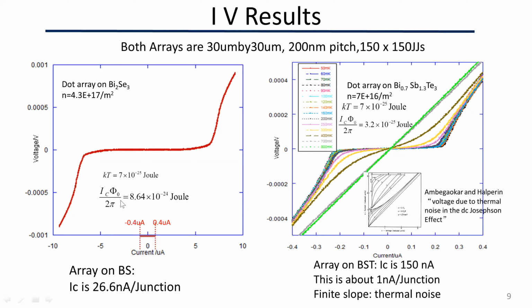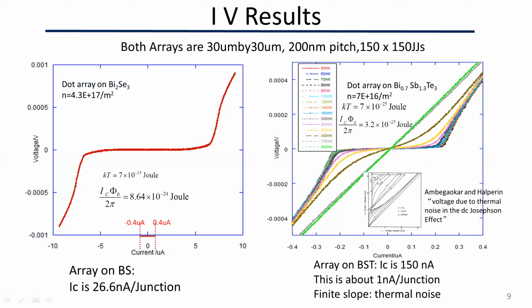And the coupling energy is also much larger in bismuth selenide than in bismuth antimony telluride. The bismuth antimony telluride coupling energy is relatively the same magnitude as the thermal energy at the temperature of 50 millikelvin. So we believe this rounding effect, as we can see here as temperature increases, is because of the thermal noise.